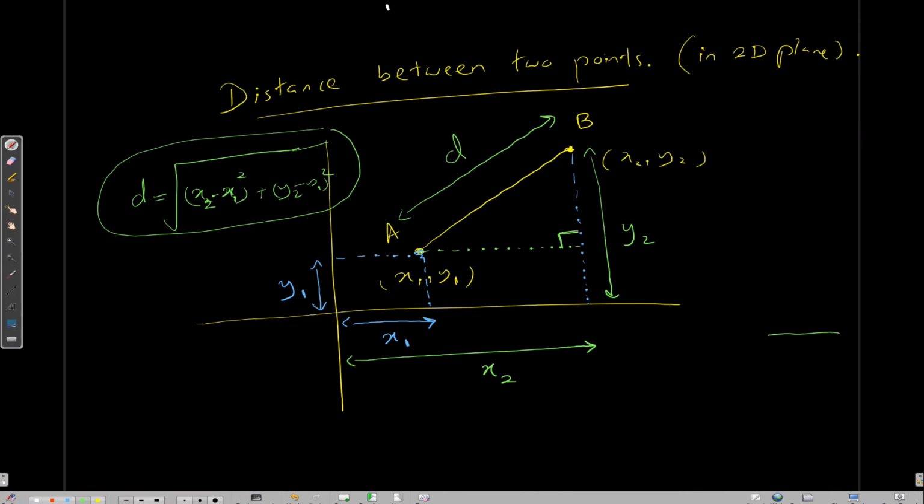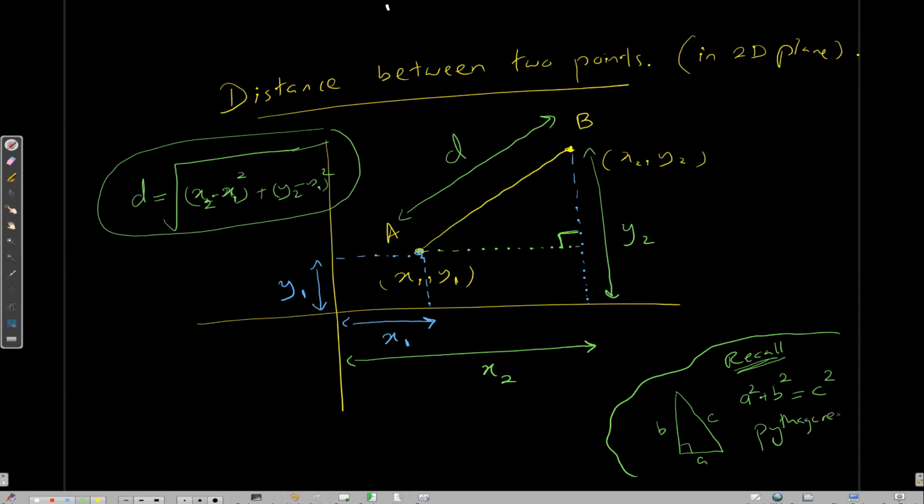Now let me remind you of something from school geometry. In any right angle triangle, let's say these are the famous letters A, B, and C, we have this nice relationship that is known as Pythagorean theorem, by the guy Pythagoras, right? Now we can apply this into our triangle. But before that, you have to identify the length. So one length is D. That's what we need to find.